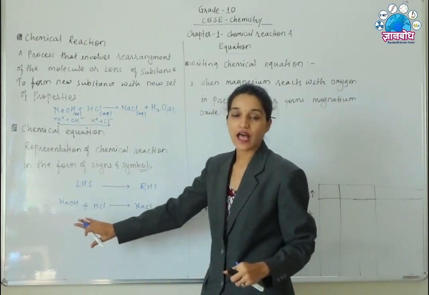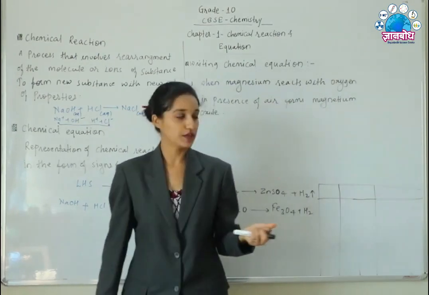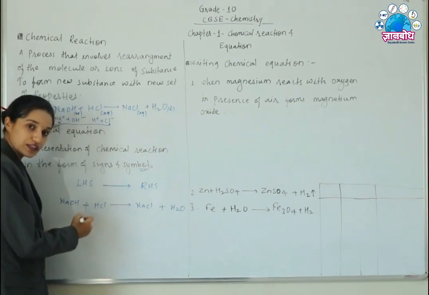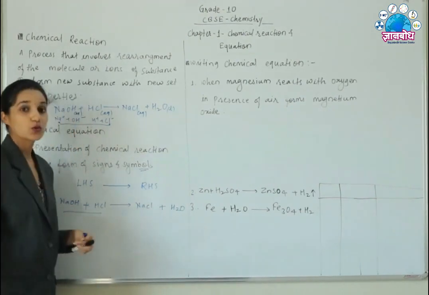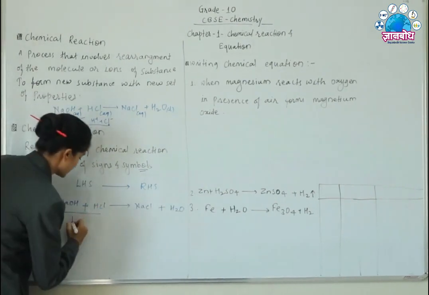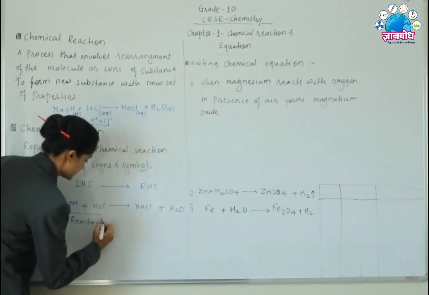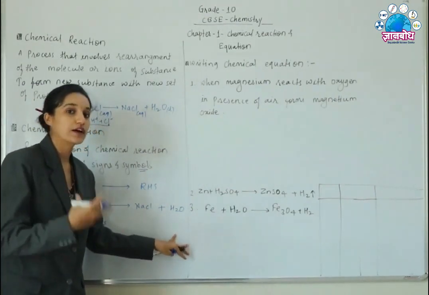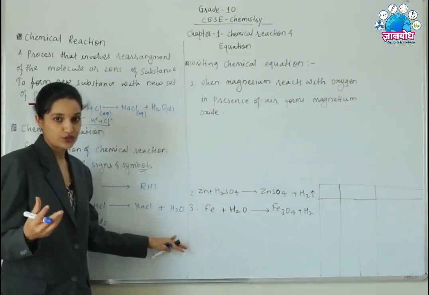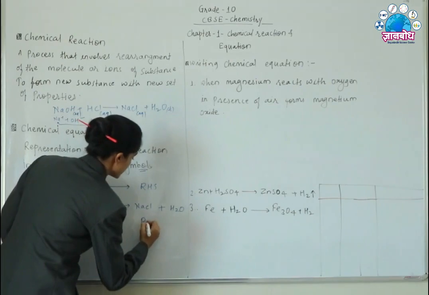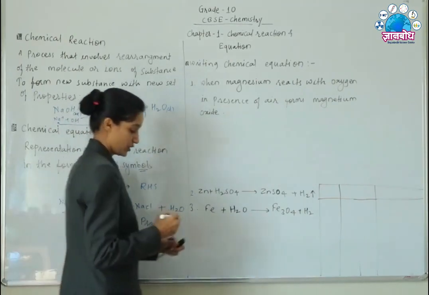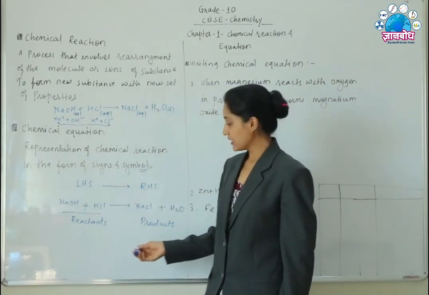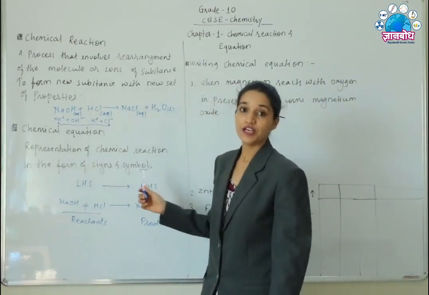We need to balance it. How to balance that we are going to study within no time. But to understand this reaction first, see what we have written in its LHS: substances which are reacting with each other. They are called reactants. And in RHS what we have written? Substances which we got after the reaction. So it is output, and output is generally called product. So in RHS we write products. LHS is the reactant side and RHS is the product side, and this is the whole chemical equation.